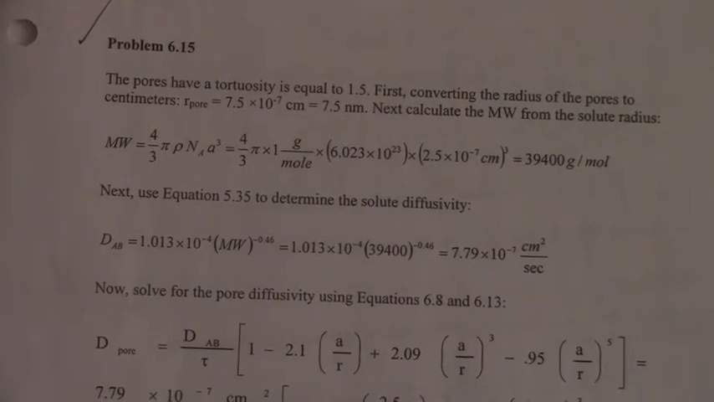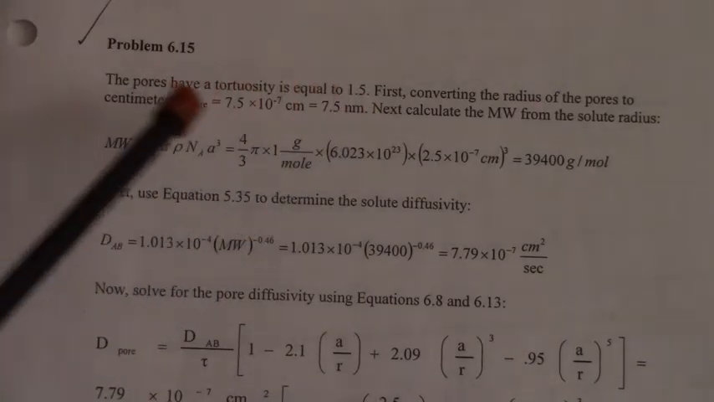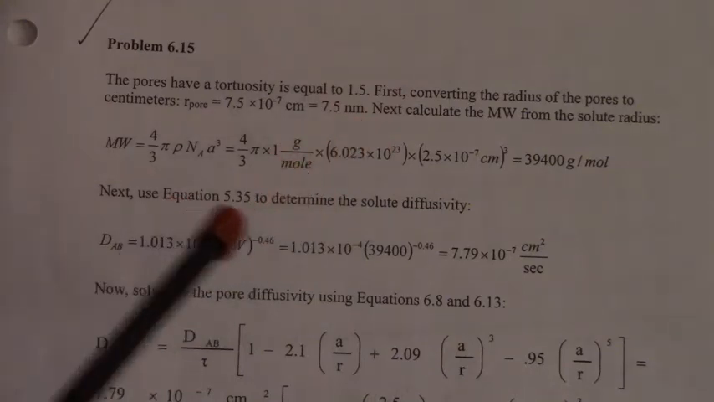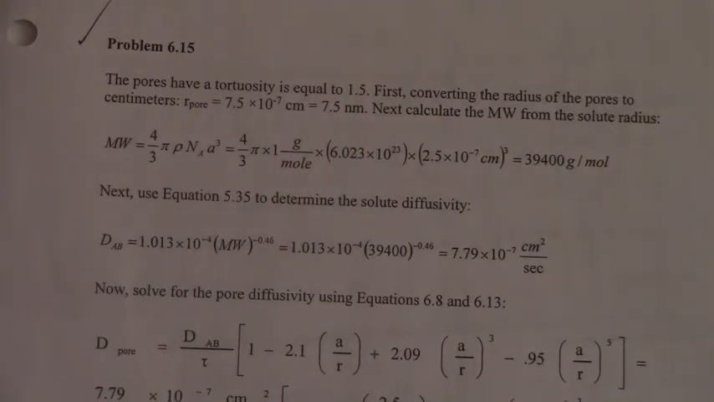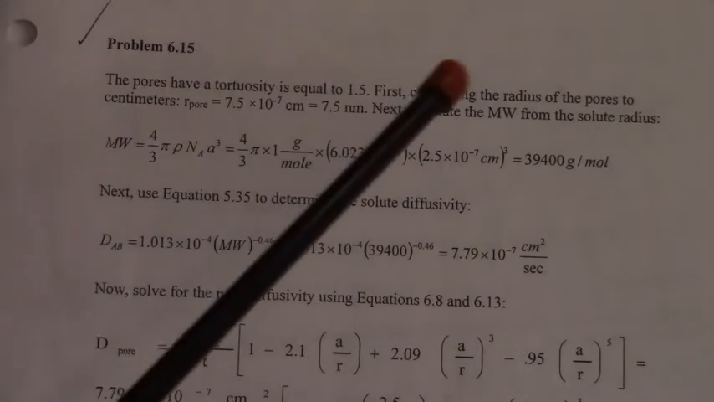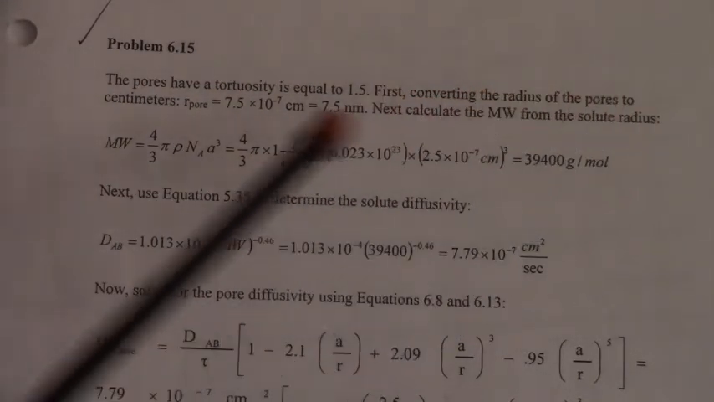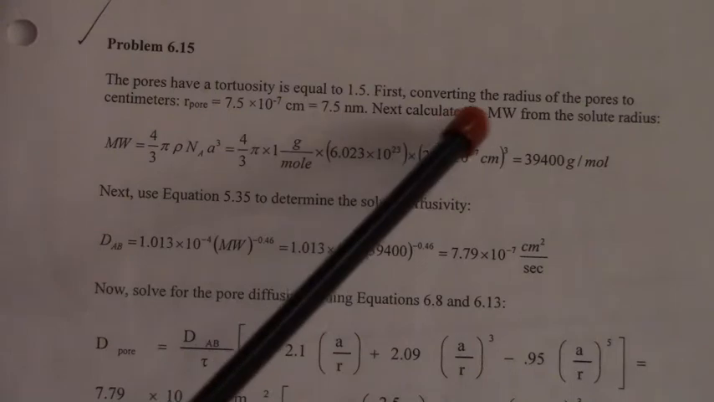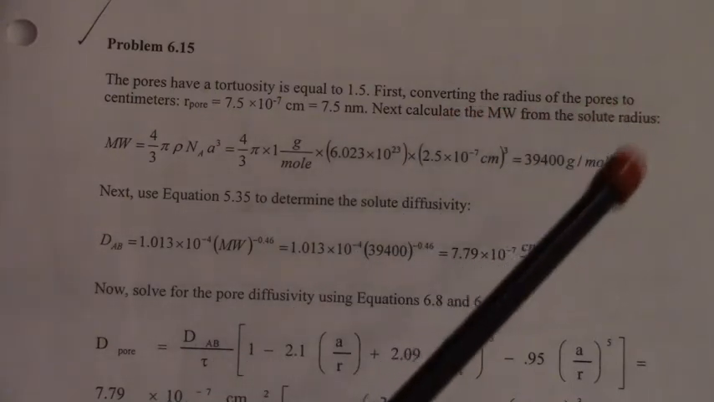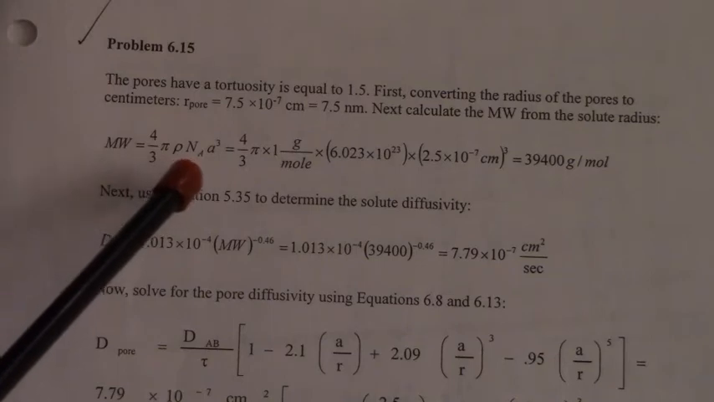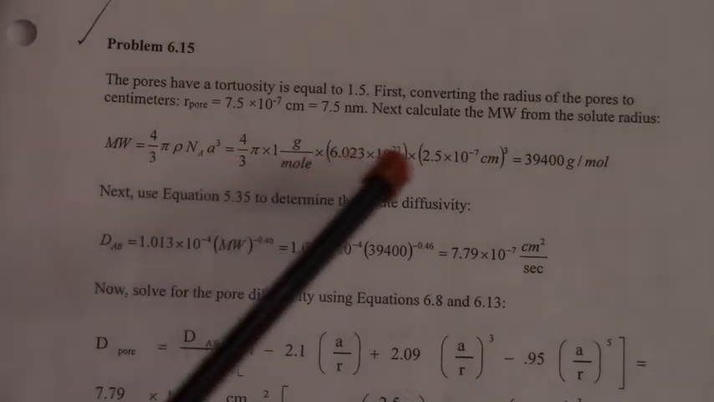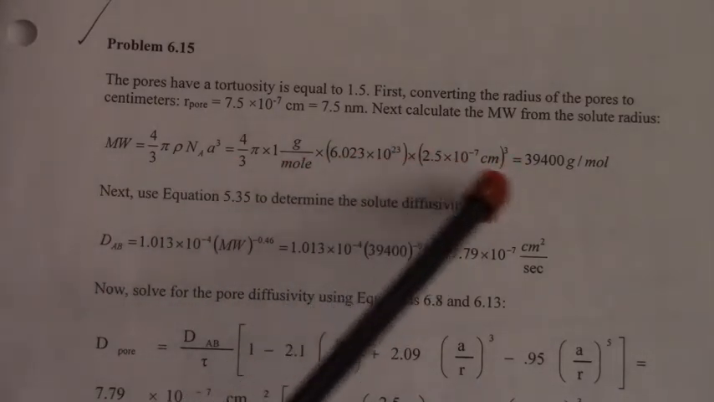Now the next problem is 6.15, which is shown here. And in this case we're told that the pores have a tortuosity of 1.5, and once again we're going to calculate the effective diffusivity of the solute for this particular membrane. The first thing you do is convert the radius of the pores to centimeters, so that comes out to be 7.5 nanometers. Next, calculate the molecular weight from the solute radius, and that's shown here. So the molecular weight calculation based on the solute radius that's given in the problem.